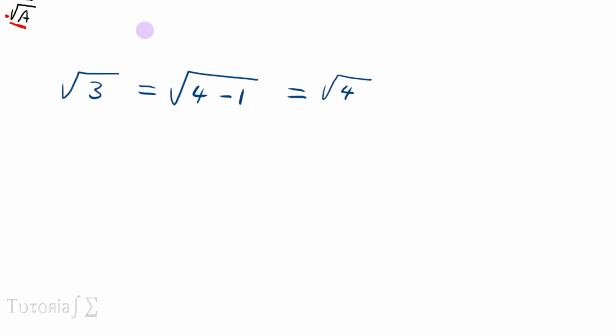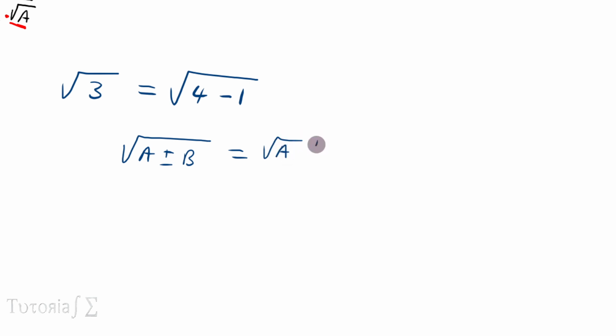So if we're to follow the formula, let's write the formula here. The formula is saying if you have a plus or minus b, this is equal to the root of a, plus or minus, then b over 2 is always part of the formula, so 2 times root of a. In this case, our a is the number that we know the root of, which is 4, and b is the other number. b in this case is 1.